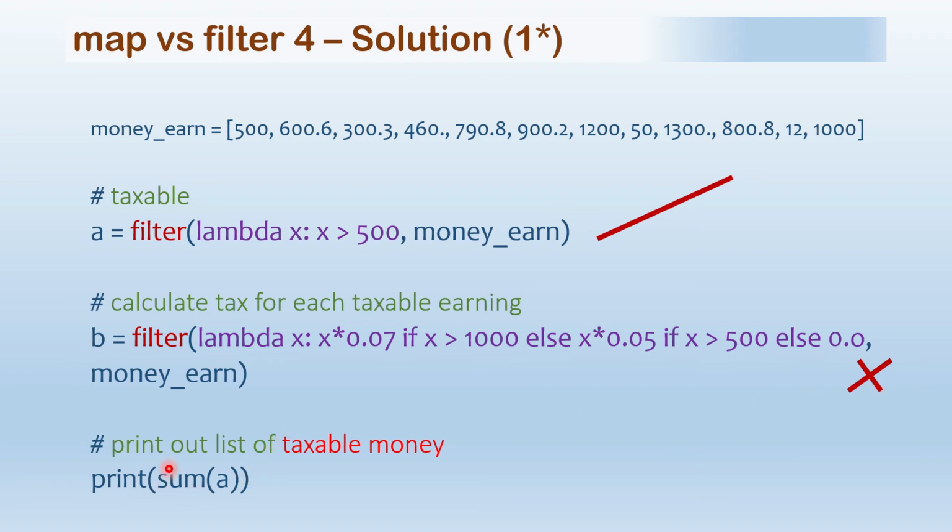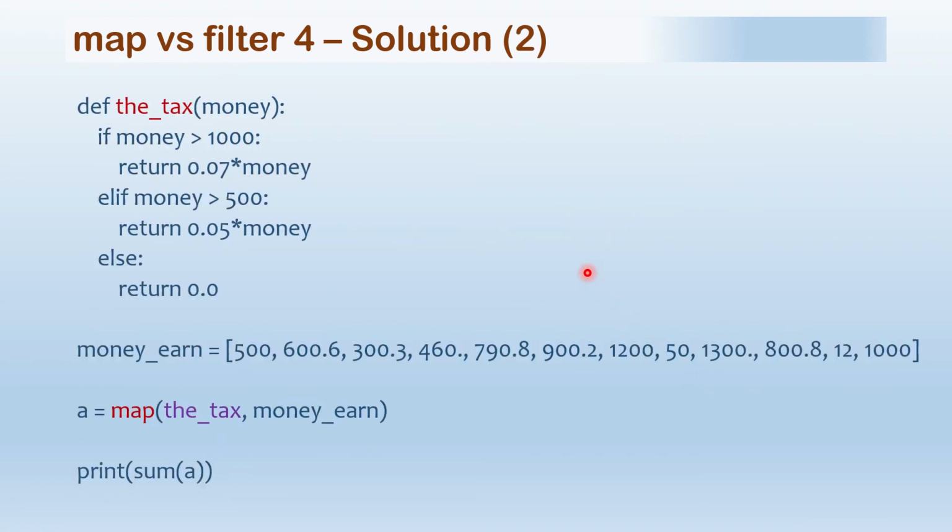So therefore, if you print A, this is only a list of taxable money. B, I dare not print it. Don't waste my time. I know it's not going to work. And filter only selects, not computes. So let's look at solution number 2.